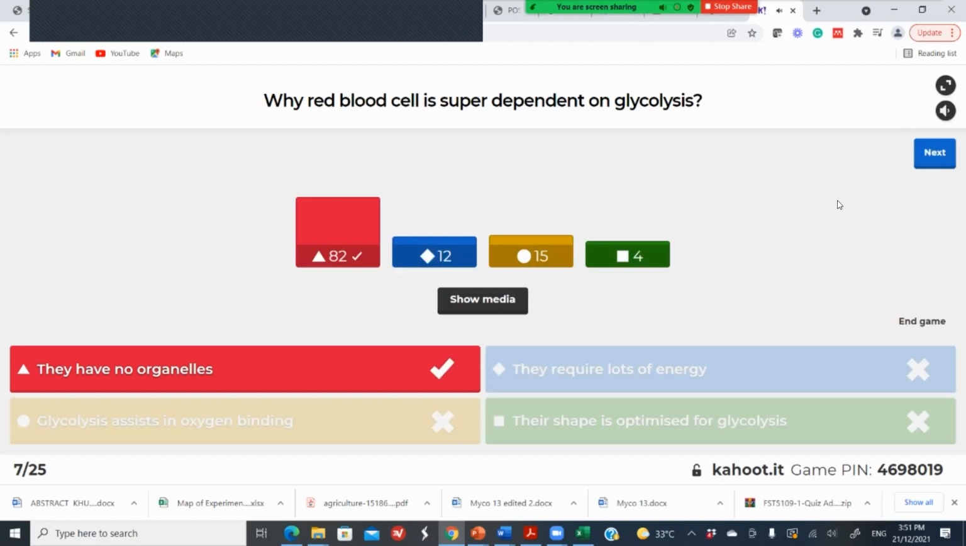Okay, because red blood cells don't have any organelle, it means that they don't have any mitochondria, so they cannot conduct aerobic respiration. They need to conduct glycolysis only. So red blood cells always produce lactic acid as their byproduct.